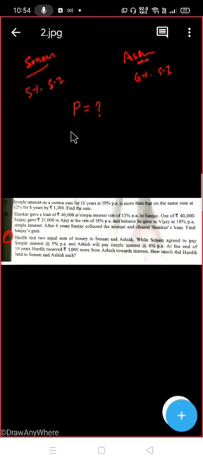What is the formula for simple interest? P, N and R upon 100. So I'll be able to find simple interest for Sonam and simple interest for Ashish. Can I do that? Yeah, so let us do.